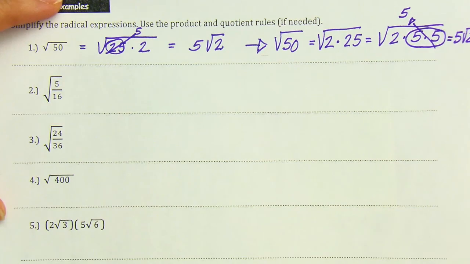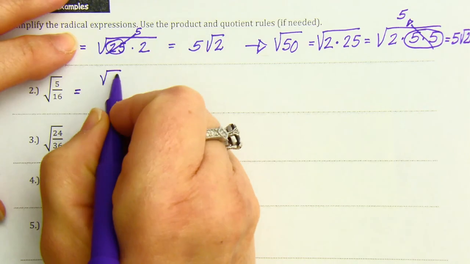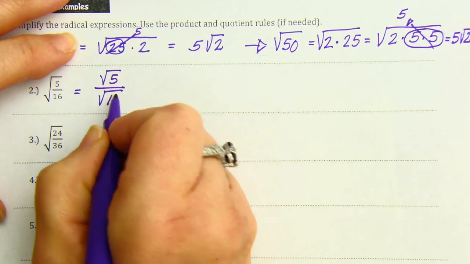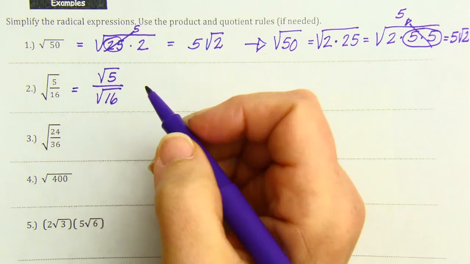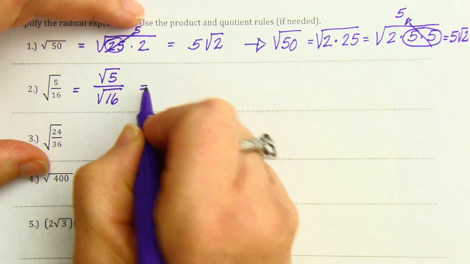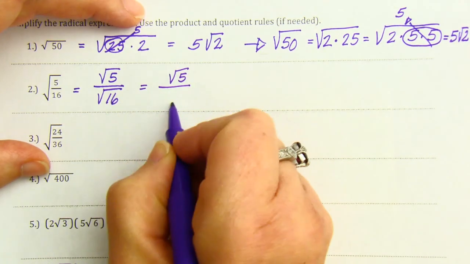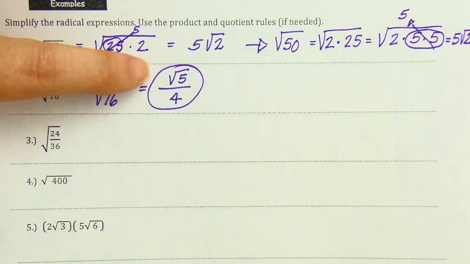All right, this one, we're going to use the quotient rule. This is the square root of 5 over the square root of 16. The square root of 16 is 4. I mean, you could write it as 4 times 4 and show a group of 2 come out as 1. But I'm fine if you know root 16 equals 4, and you just go right to that. 5 has no square factors. 5 is prime.